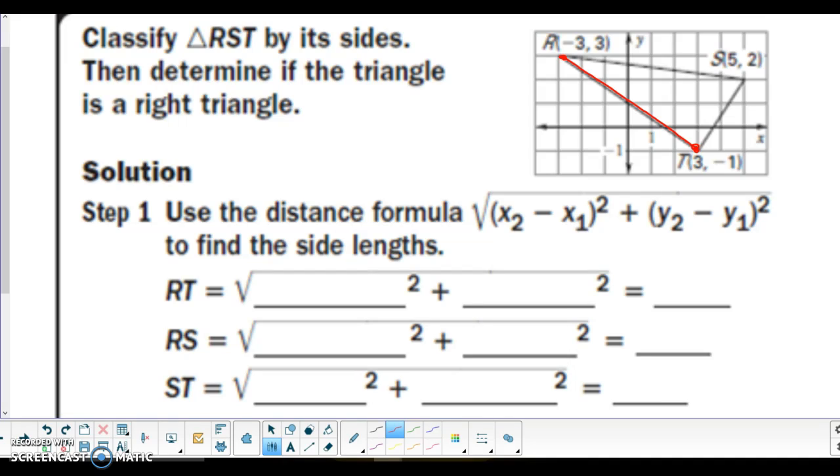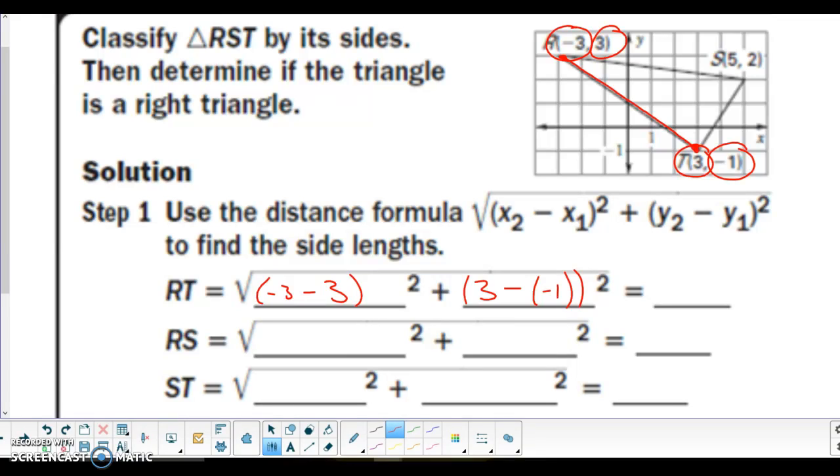Now remember, the distance formula starts with x minus x. So what are my two x values at the end of R and T? -3 and 3. Yeah, -3 and 3. So I'll do -3 minus 3 squared. So we're just following this formula right here. If you've forgotten it, we've done it before. Plus, now if I started with -3, what y value do I have to start with? 3. So I have to do 3 minus -1 squared.